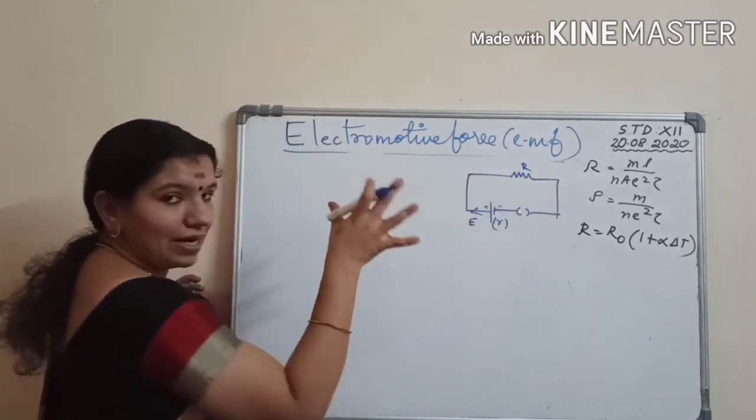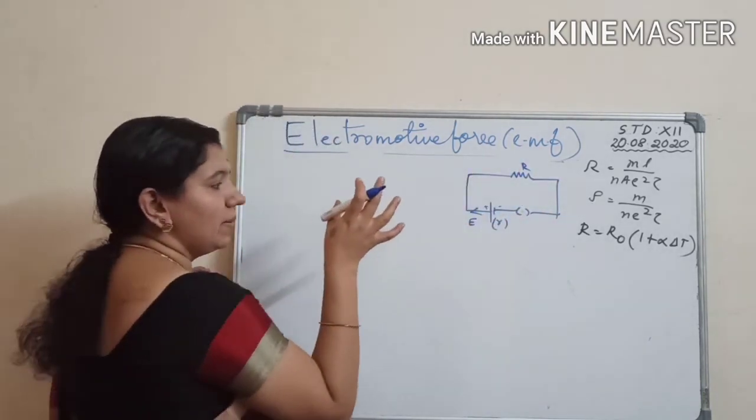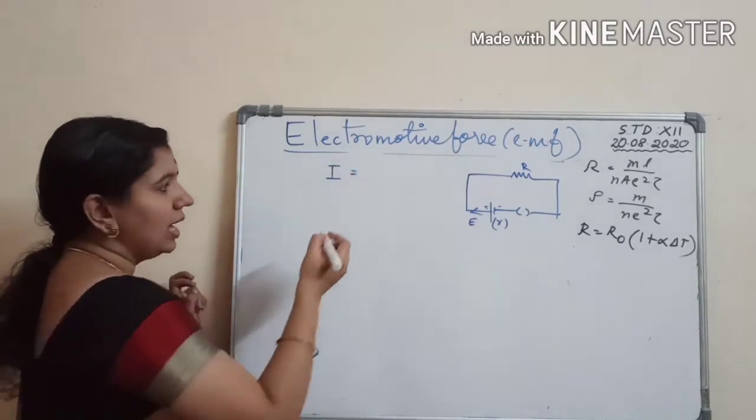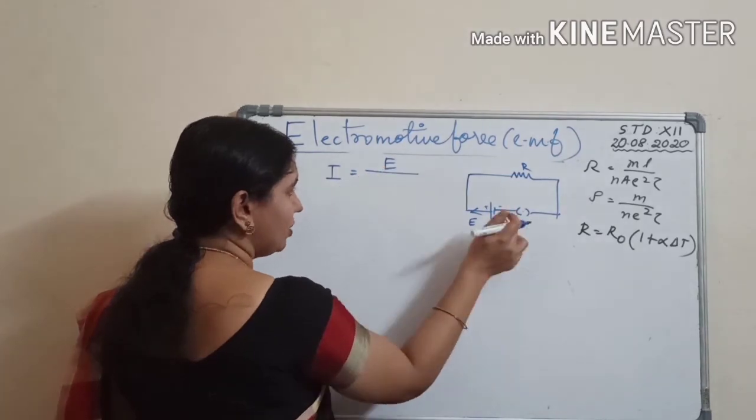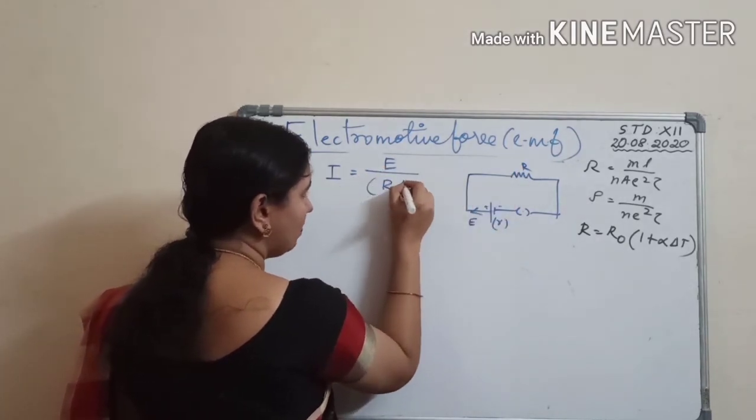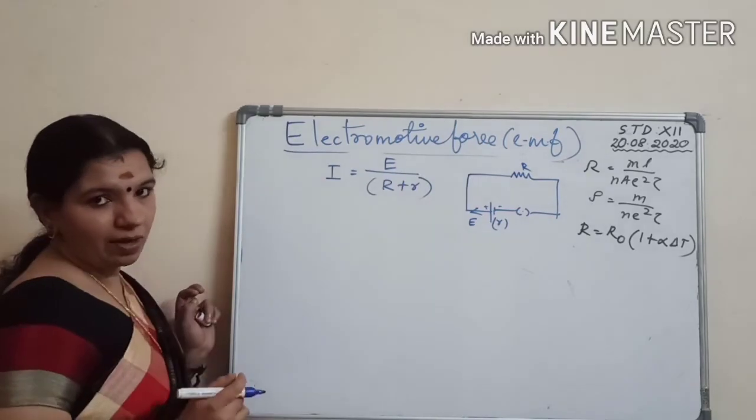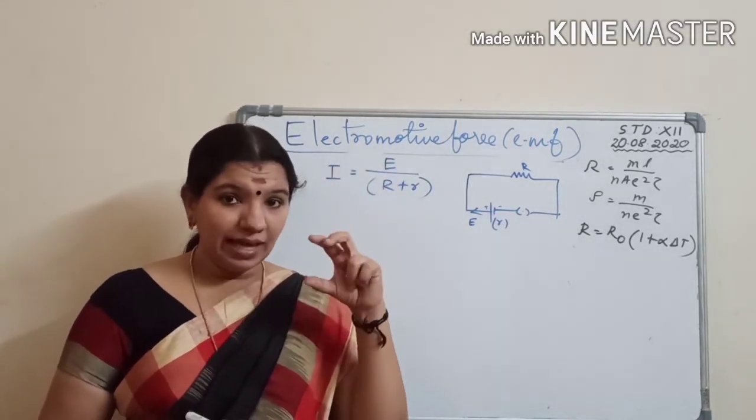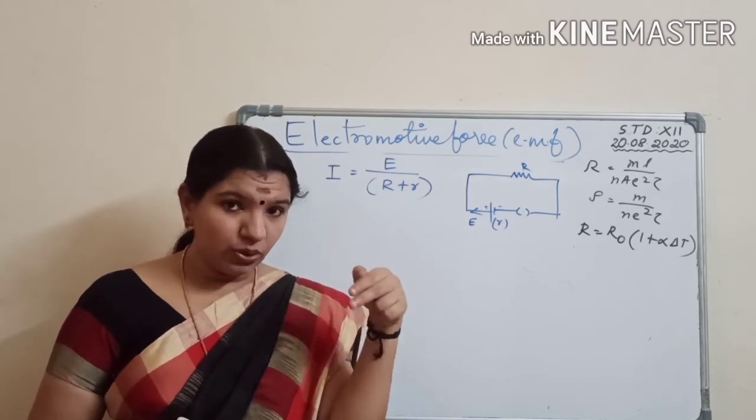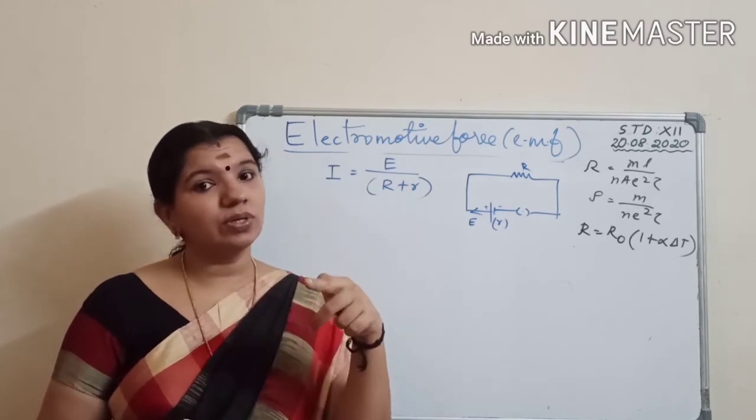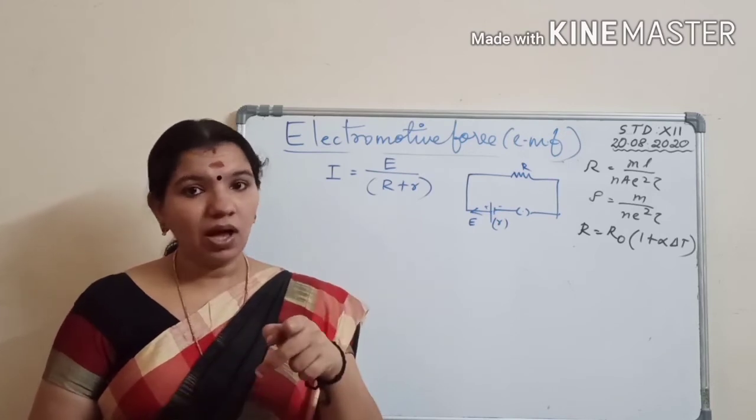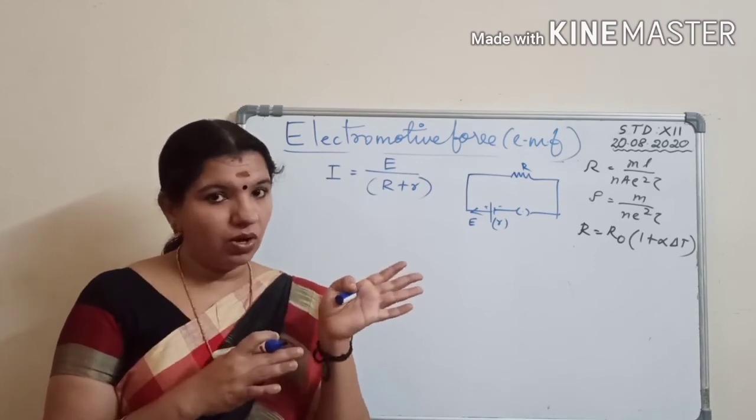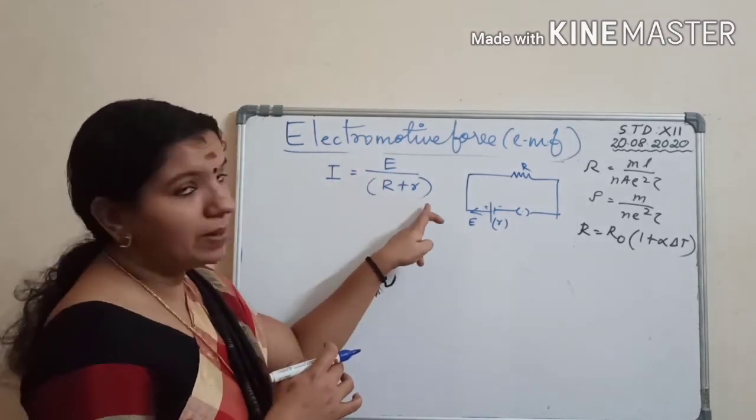Now if you are considering a particular circuit, the maximum current drawn here can be written as what? E divided by the total resistance, isn't it? R plus r. E divided by R plus r. Why did I write E? Because E is the highest value. Then it is getting reduced when the circuit is closed. E turns to V, by a particular amount that we will discuss now. So E by R plus r.